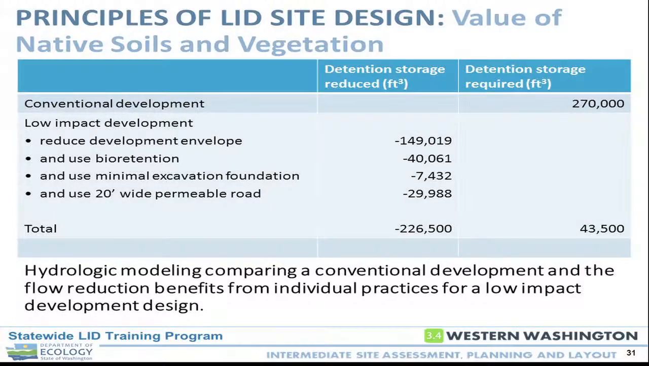You can see here on the chart, conventional development, detention storage required, 270,000 cubic feet. That's for the conventional project, the pond, basically, that's needed to store the water coming off that site. And then the low impact development, detention storage reduced. So we looked at, for each practice that we put in place, reducing the development envelope, bioretention, minimal excavation foundations, a little bit smaller road, how much did each of those things reduce that detention storage requirement? And you can see the numbers there. They're all beneficial. Each helped somewhat, but by far and away the biggest was reducing the development envelope.